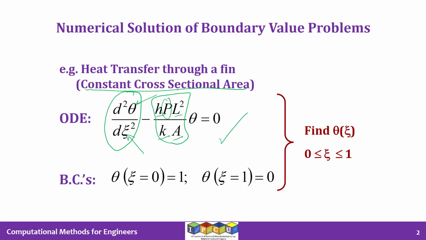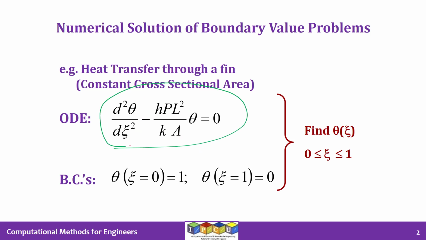Therefore, this hPL squared by kA term is a constant. Therefore, this second term represents a linear term with constant coefficient. So overall, it is a second order ODE. By now, we know that to solve a second order ODE, that means to get theta as a function of psi, whether analytically or numerically, you require two conditions to be provided. So the two conditions are given here.